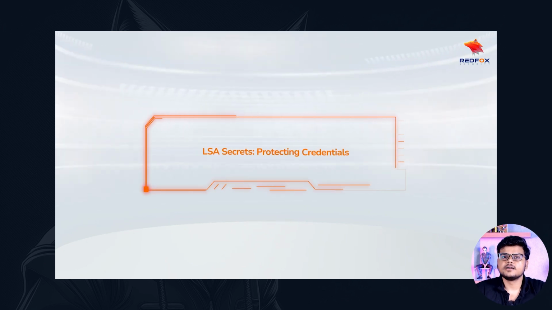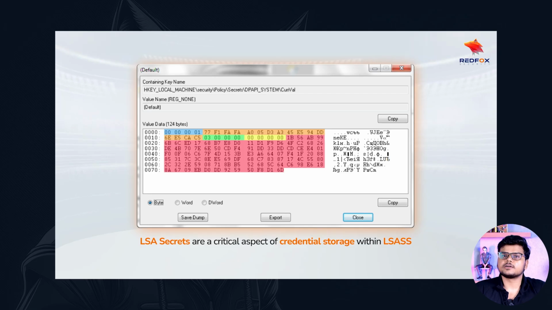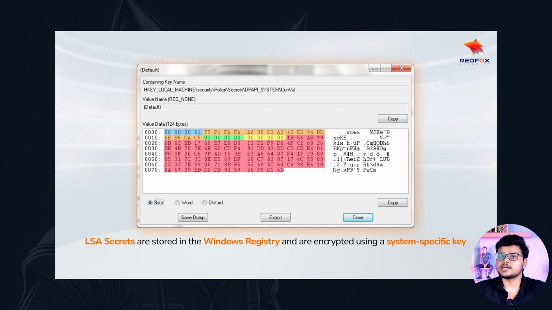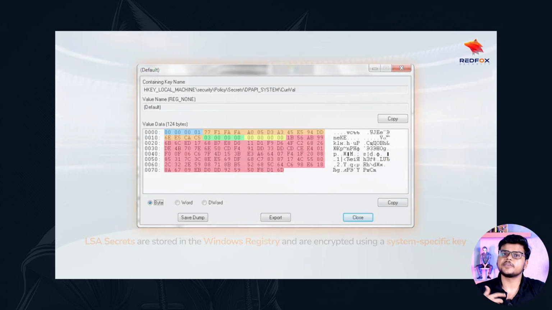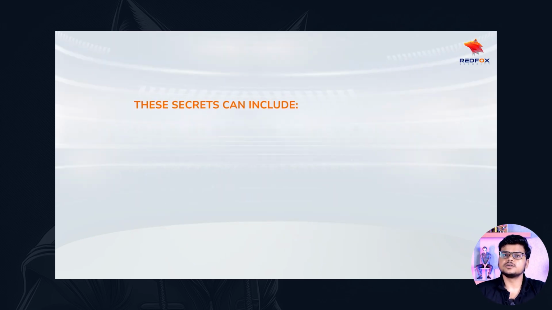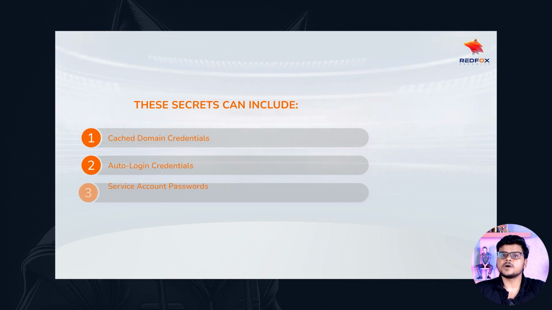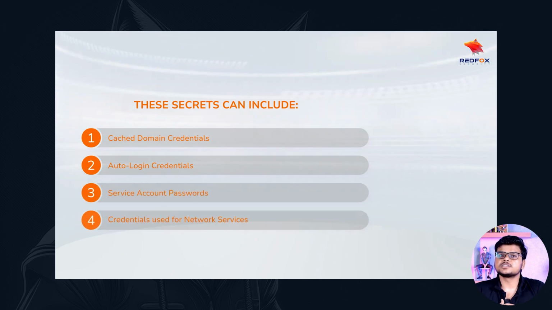LSA secrets. Protecting credentials. LSA secrets are a critical aspect of credential storage within LSASS. They are a part of the Windows protected storage feature designed to securely store sensitive data, including user passwords and service account credentials. LSA secrets are stored in the Windows registry and are encrypted using a system-specific key. These secrets can include cached domain credentials, auto-login credentials, service account passwords, and credentials for network services.